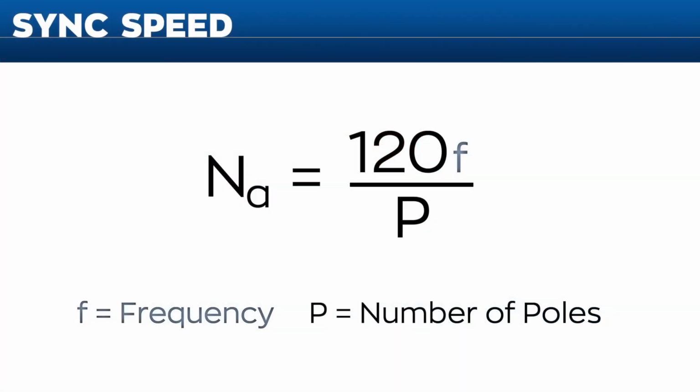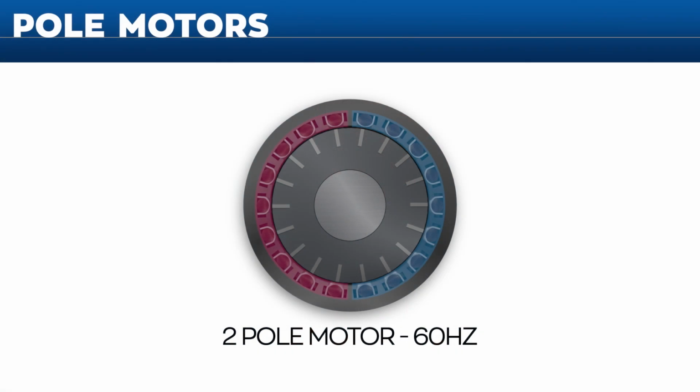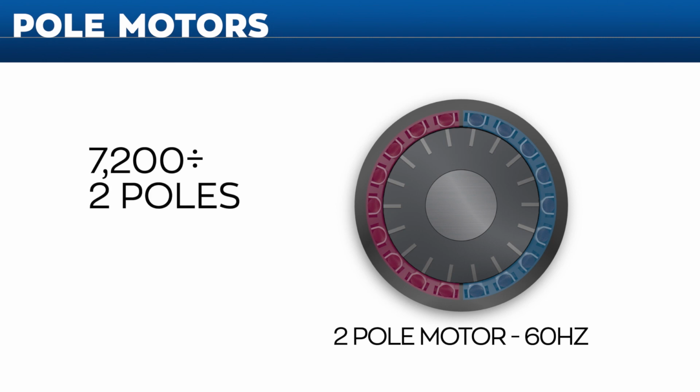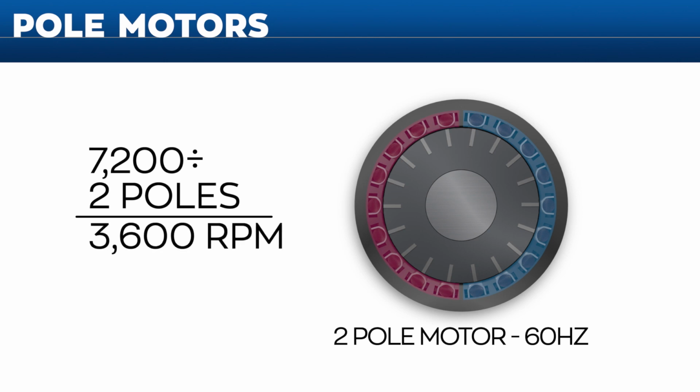Revolutions per minute equals F, which is the motor's supply frequency in Hertz, times 120, divided by the number of poles. So, say you have a 2-pole motor powered at 60 Hertz. 60 times 120 equals 7,200. 7,200 divided by the number of poles, in this case 2, shows us that the stator's magnetic field will rotate at 3,600 revolutions per minute.